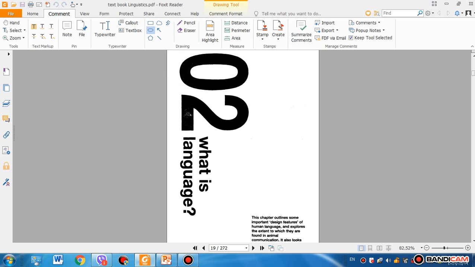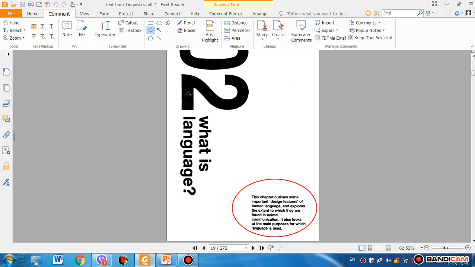Who can tell me what this is called? And what is this at the bottom of this chapter's page? This chapter outlines some important design features of human language and explores the extent to which they are found in animal communication. It also looks at the main purposes for which language is used. What do you call this short paragraph?